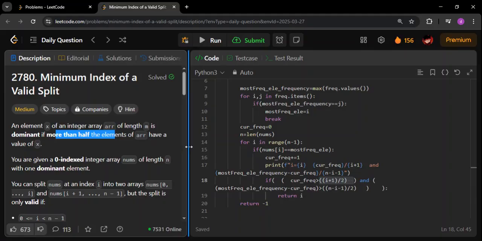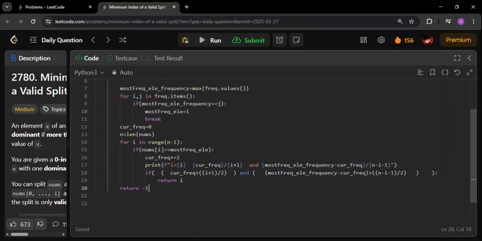So for the first half, this is going to be the formula. How this formula comes about, you have to simply take a few examples and try to understand how it works. Because index starts from 0, I have to add a plus 1 here, simple as that. And for the other half, it's very simple. You take the most frequent element's frequency, and from there you subtract the current frequency. Here we're directly using the current frequency, but for the other half you subtract it from the total frequency, and then n minus i minus 1 you have to do, and then divide by 2.